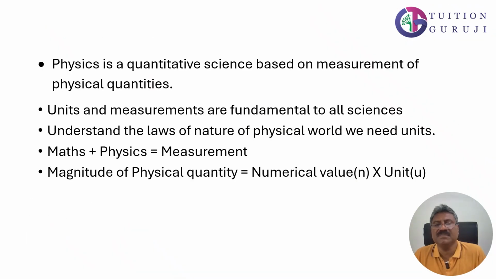Physics is a quantitative science based on measurement of physical quantities. When something is called a quantitative science, it means that it involves numbers. When some physical quantity is measured, it is to be converted into numbers. Measurement involves maths and physics. Physics, because fundamental laws of nature are involved. Maths, because numbers are involved. Both together give the measurements.